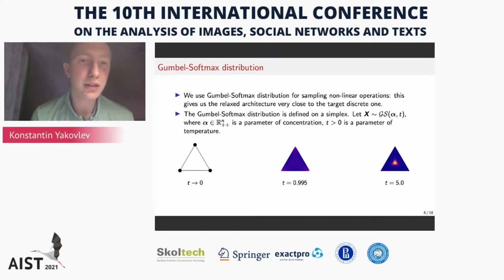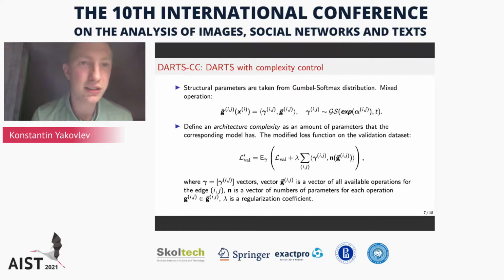This distribution has the property that when temperature tends to zero, the distribution concentrates on the vertices of the simplex. At the same time, when temperature is rather high, the distribution concentrates in the center of the simplex. Let's introduce DARTS-CC, DARTS with complexity control. In our work, structural parameters are taken from the Gumbel softmax distribution. Thus, the mixed operation can be written in the following form.